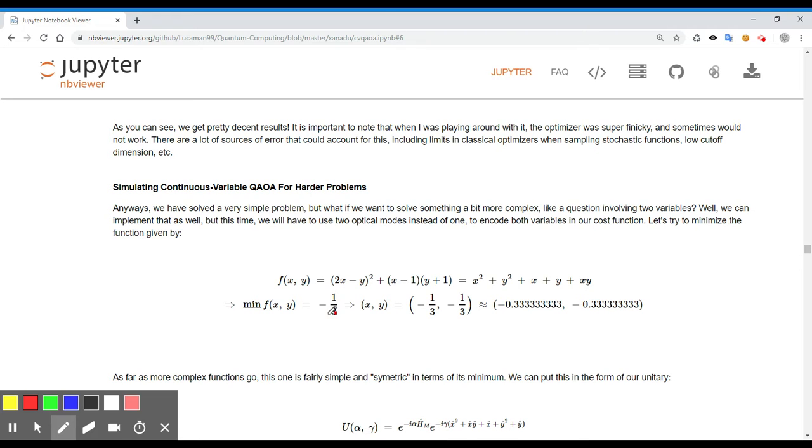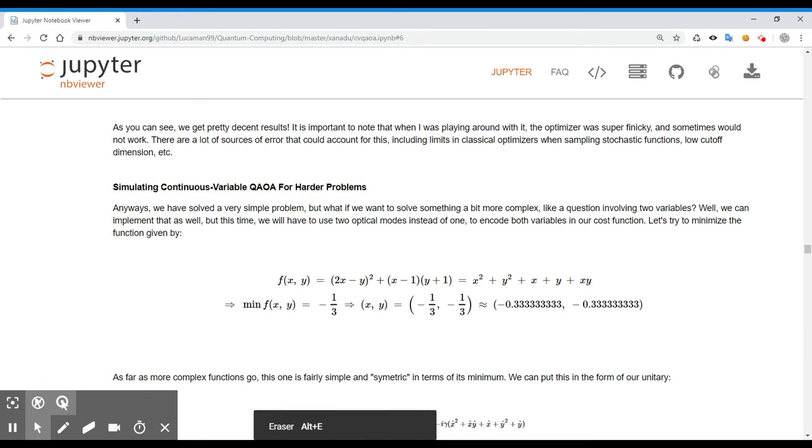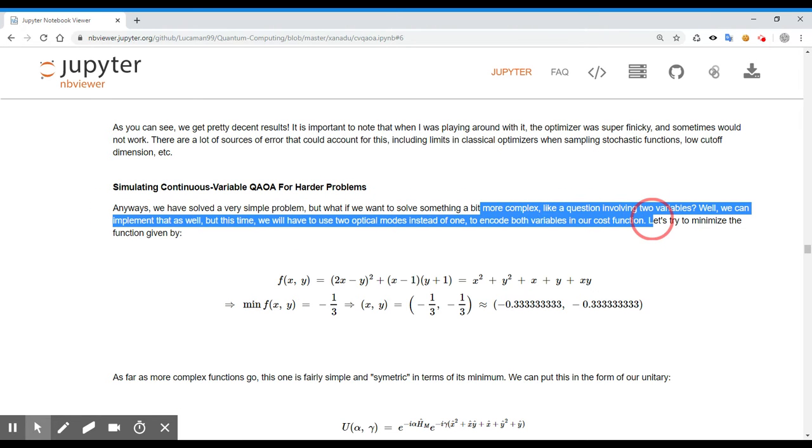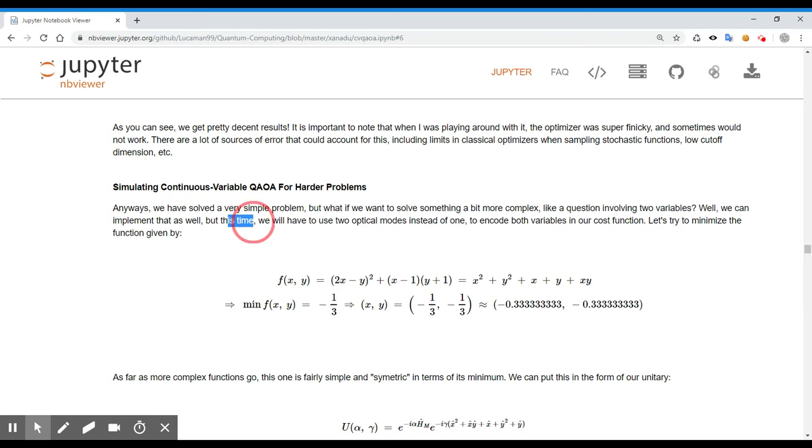I don't know, let's see. So anyways, we've solved a very simple problem, something complex like a question involving two variables. We can implement that as well, but this time we'll have to use two optical modes instead of one. So we got two optical modes. Okay, it's not that we're measuring position and momentum of one, because that would not make sense, or that would be actually stupid, because you would basically have certainty and you would not be able to measure both things accurately, I guess, or with certainty.